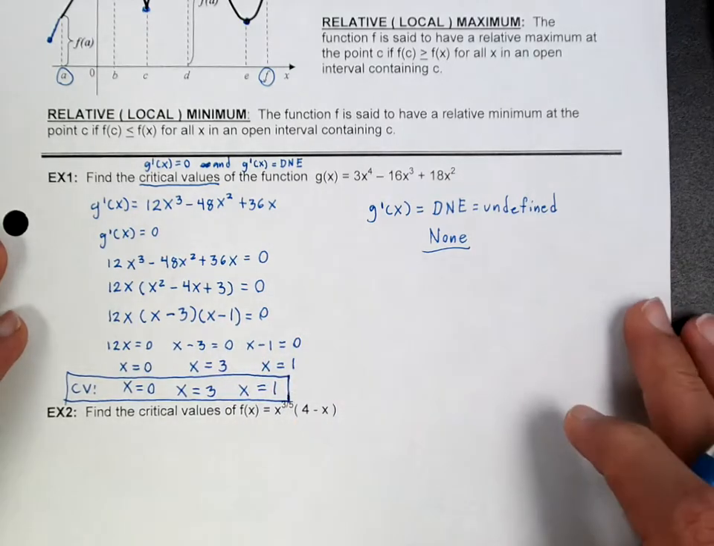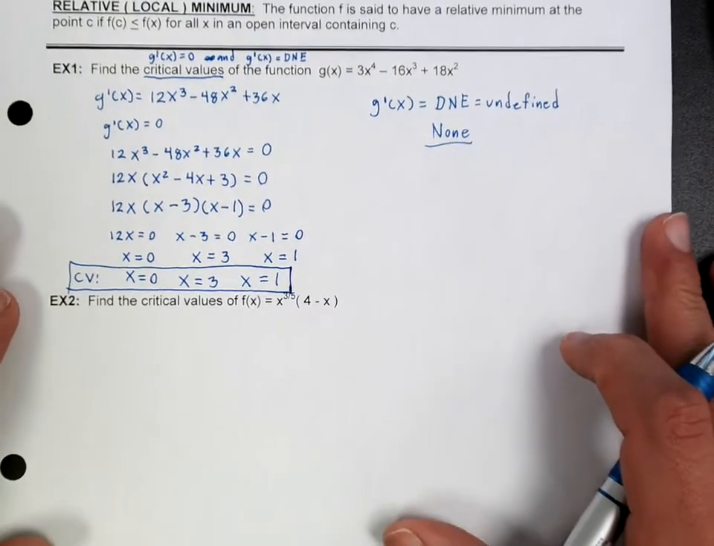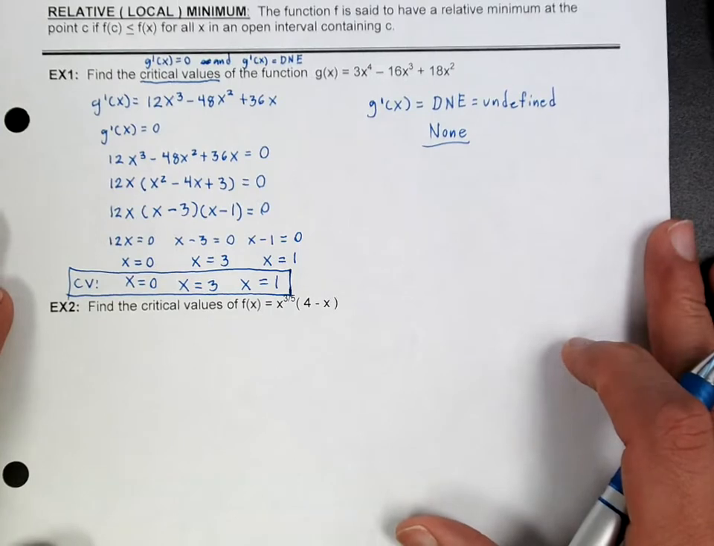All right, now I'm going to quickly go through number 2. Same idea. I'm looking for the critical values, so I'm going to take the derivative.